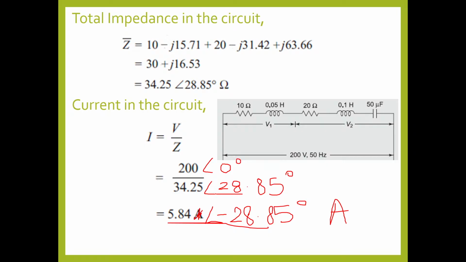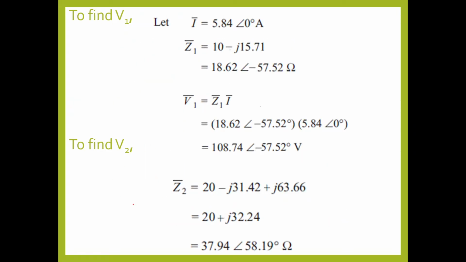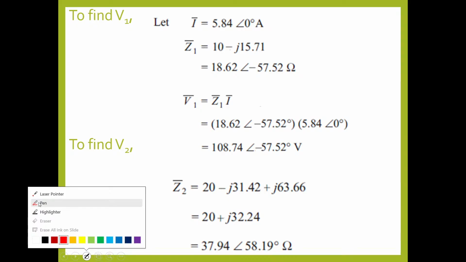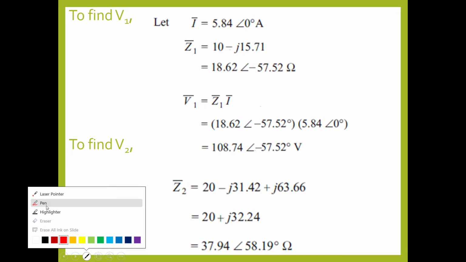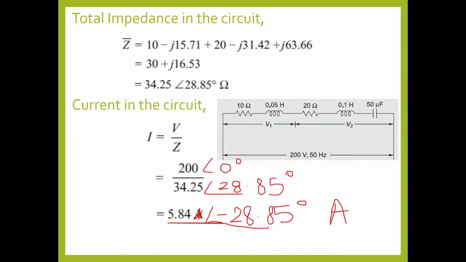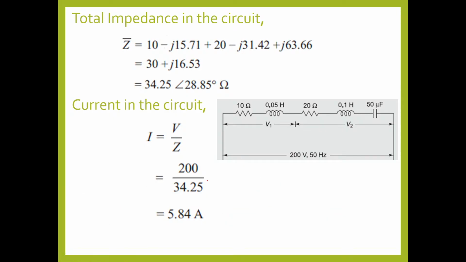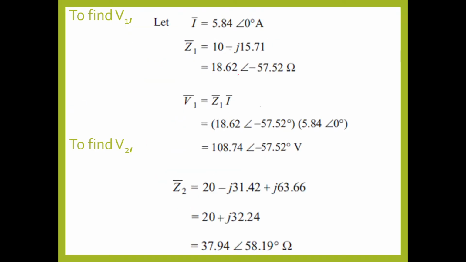Now they have asked us to determine V1. In the simplification that I did earlier, I didn't consider the angle. I have considered only magnitudes here. That's why I didn't write the angle. You can consider the angle and write minus 28.85 degrees. If you want, you can write it.